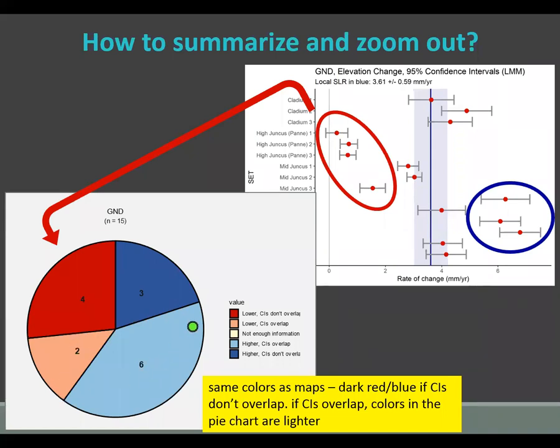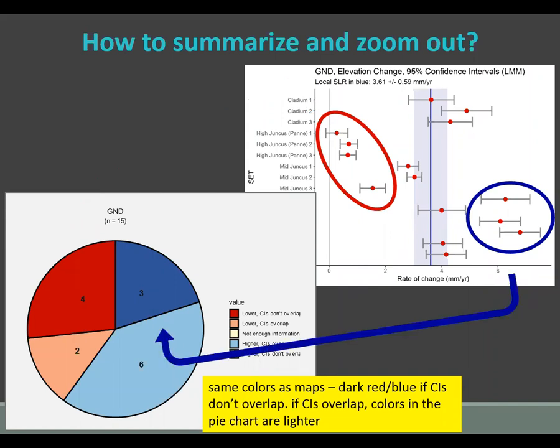So the light red and light blue on the maps, these were gray, but they were up or down arrows. Here they're just lighter colors. And then the dark blue is the sets that are exceeding sea level rise. We're putting them all together on a pie chart to represent how many of the sets at each reserve are in each category, essentially.